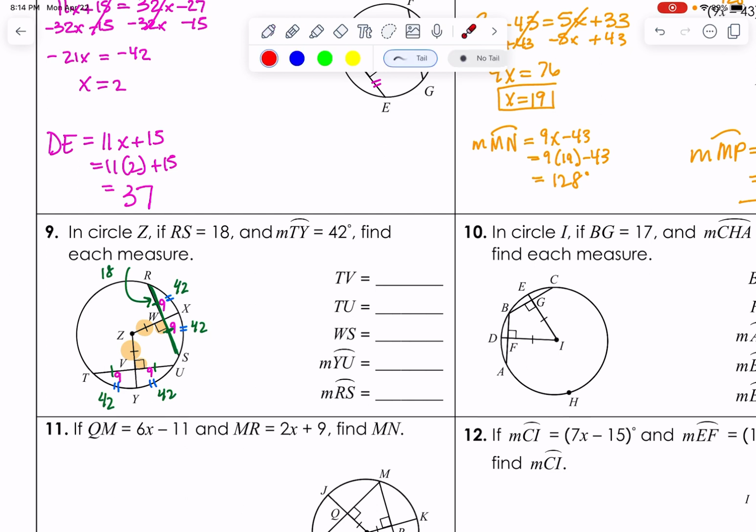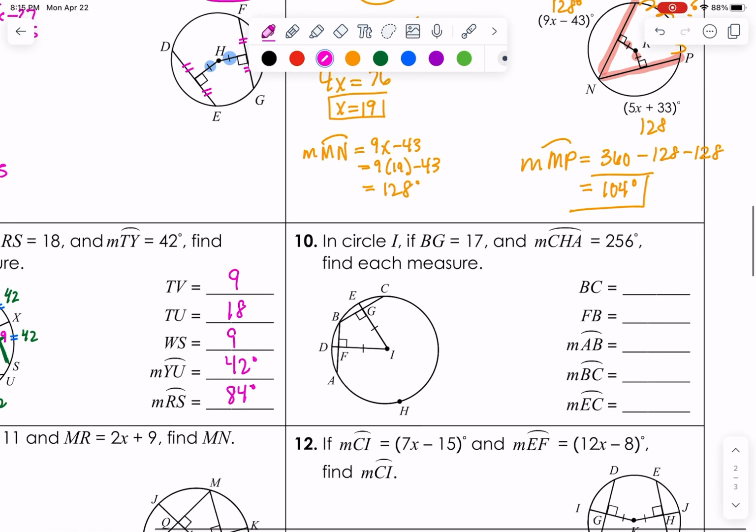So TV is this piece right here. We already said that that's 9. And TU, well, I know that those are congruent, so that's 18. And WS, that's also 9. And then arc YU, that's 42. And arc RS, well, that's just 42 plus 42, so that's 84 degrees. That's it. Again, once you understand the symbols, I just know that all those things are congruent.